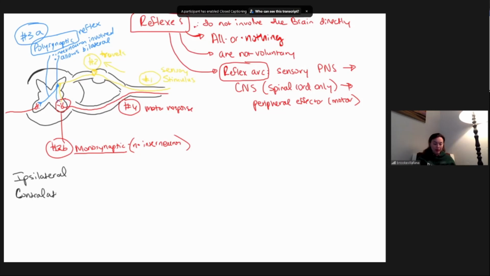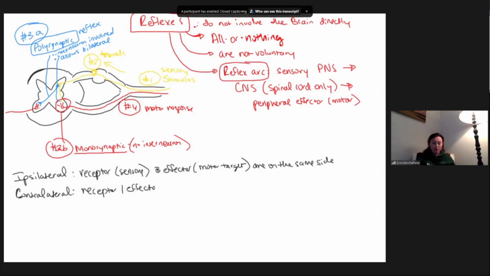You also have the ipsilateral and contralateral come through again. We've already talked about this before. An ipsilateral reflex is when the receptor, the sensory, and the effector, the motor target, like your arm or your hand, are on the same side. We call that ipsilateral. When the receptor and the effector are on opposite sides, like in the polysynaptic reflex, we would call that contralateral. Okay, so we have polysynaptic, monosynaptic, ipsilateral, contralateral.